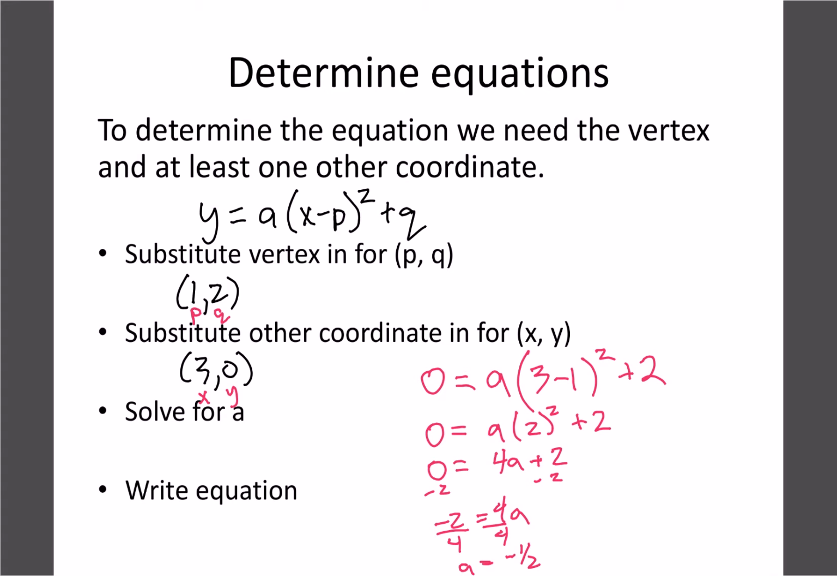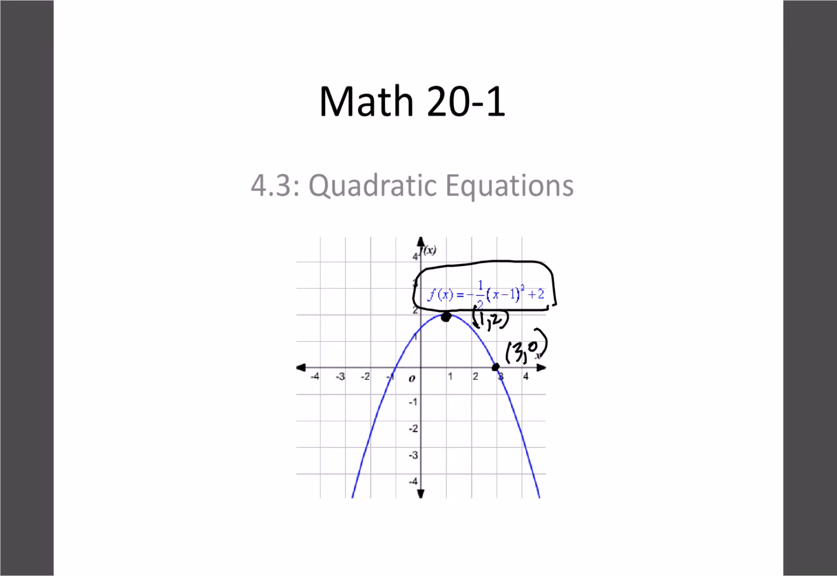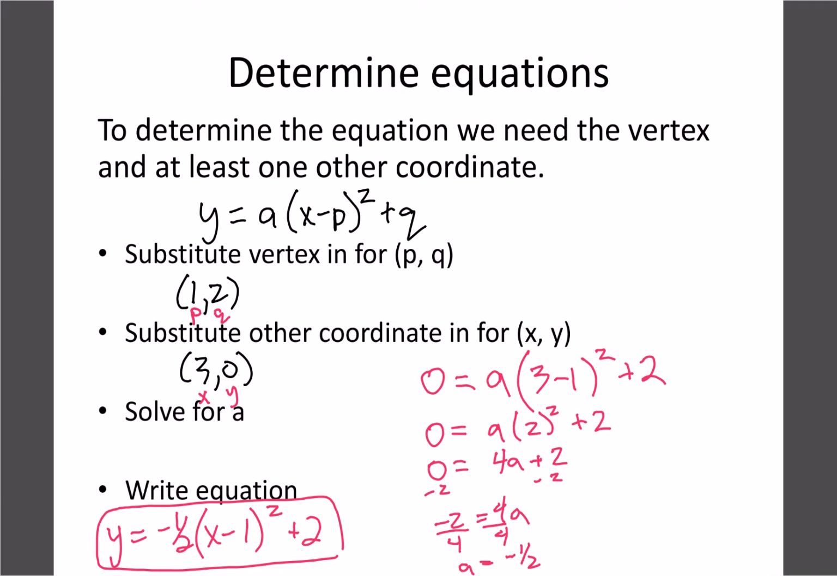Once we know the a value, we actually have the equation figured out. We know that we have negative a half for our a. We have x minus p, but we already know that p is 1. And plus q, which was 2. And there's our equation. If we go back to the first page, we can actually see that is the equation: negative 1 half times (x minus 1) squared plus 2.